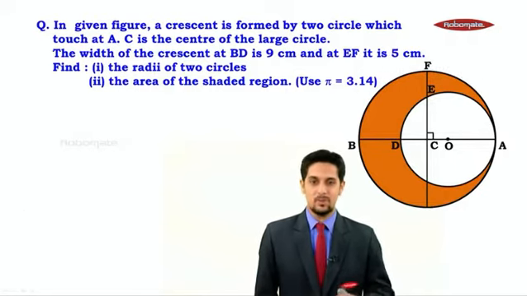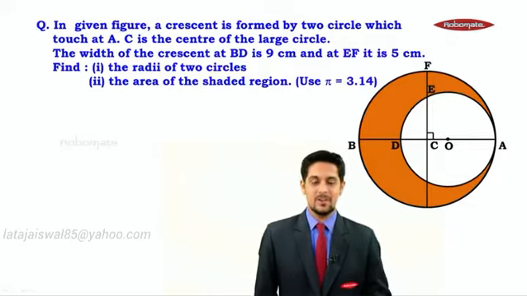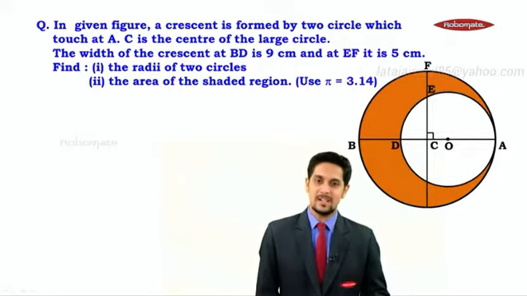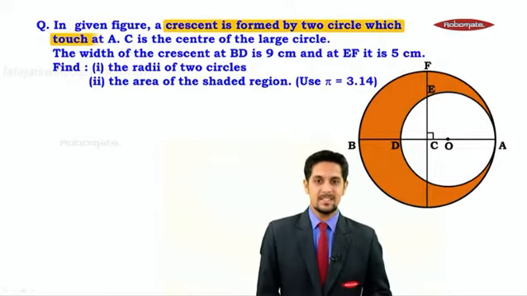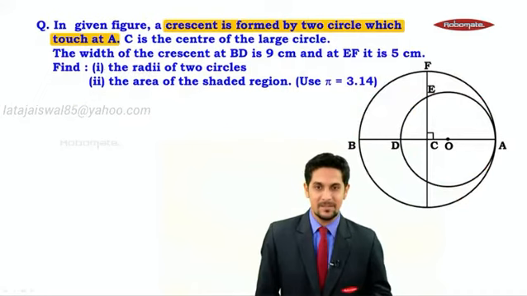We are supposed to find two things. First, the radii of the two circles, and second, the area of the shaded region, where pi is equal to 3.14. Now students, let us start with the figure. It says a crescent is formed by the two circles, as you can see in the figure.